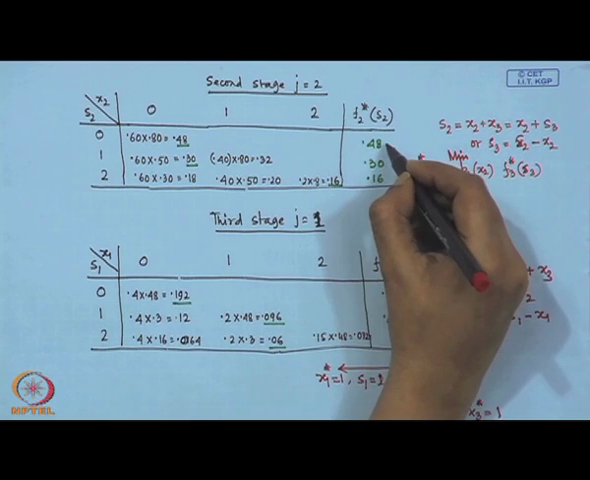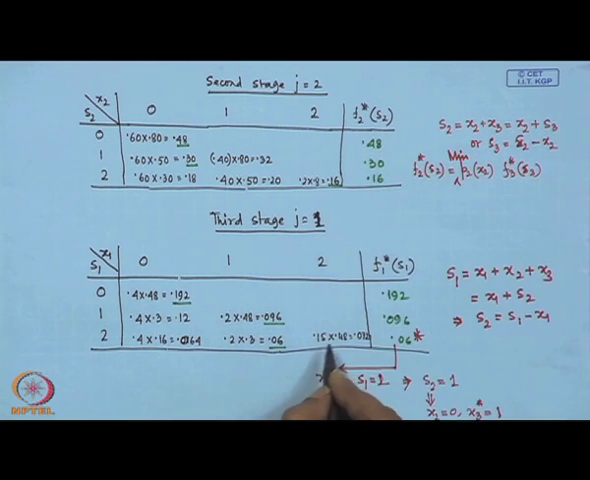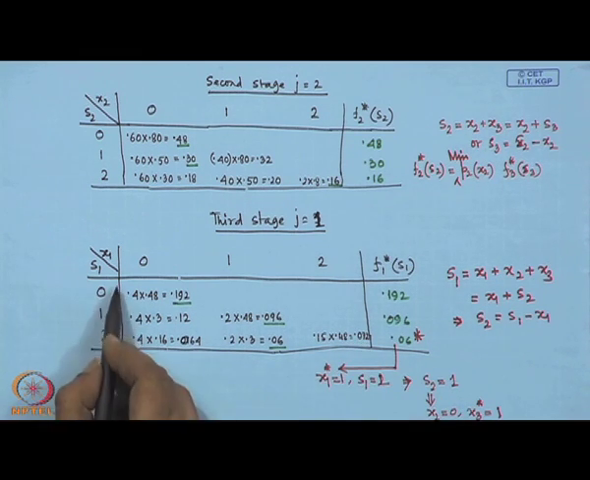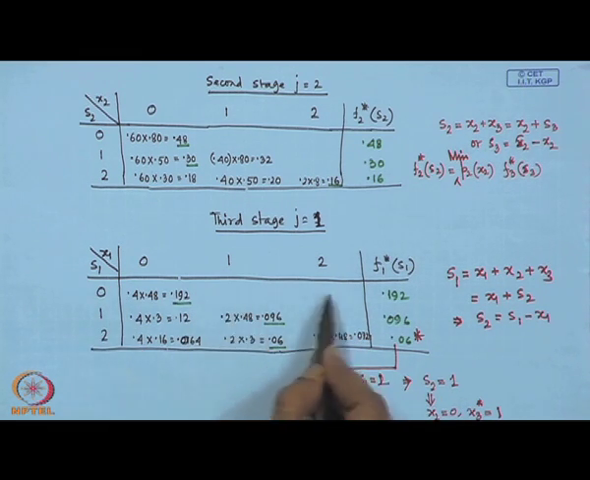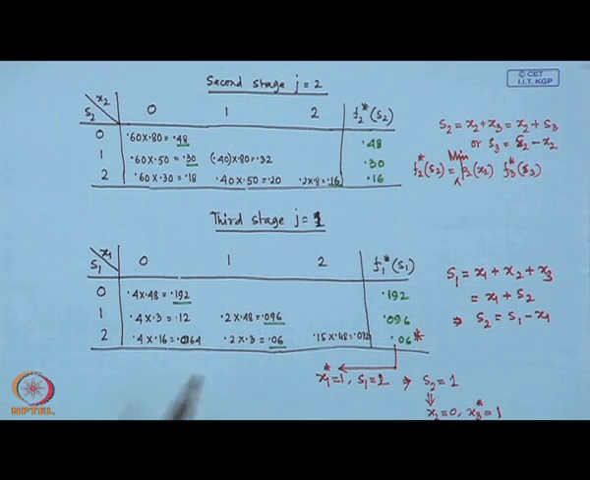S2 equal to 0, the optimal value is 0.48. We have just taken 0.48 and 0.15 is the probability of failure if team A is getting 2 scientists at a time. Therefore, the total probability is coming 0.072. In that way, we have just completed the table. These are the infeasible options for us. If this is so, then we can see for S1 equal to 0, this is the optimal solution. S1 equal to 1, this is the optimal solution, and S1 equal to 2, this is the optimal solution.